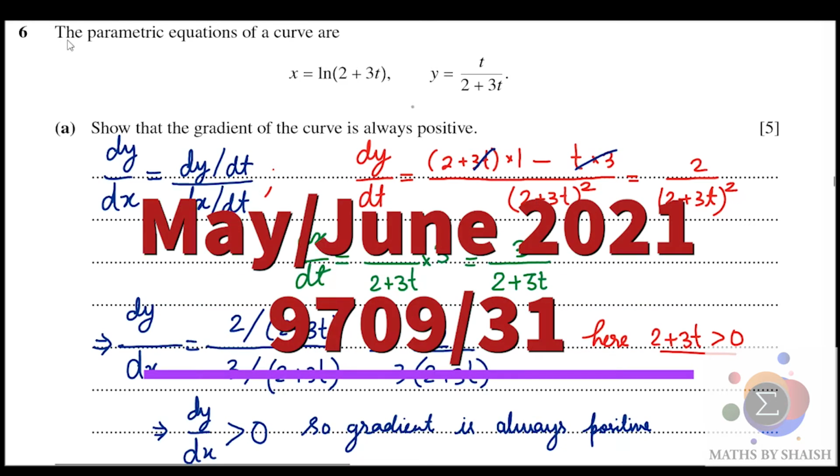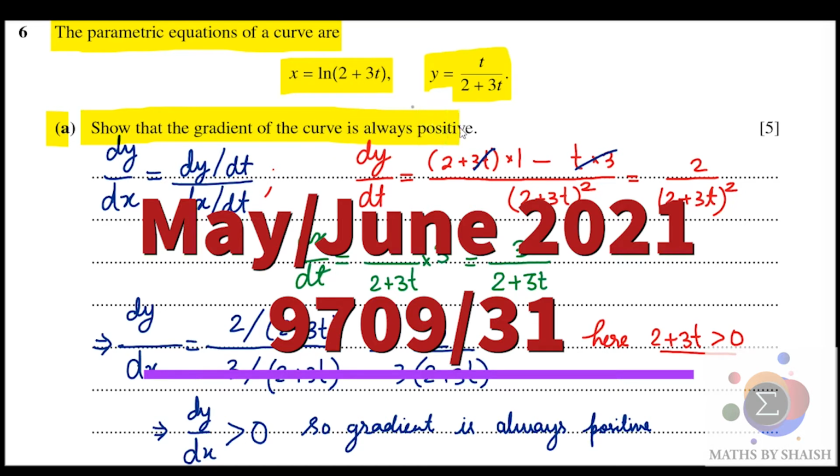Here is question number 6. The parametric equations of a curve are x equals ln(2 plus 3t) and y equals t over (2 plus 3t). Part a is to show that the gradient of the curve is always positive. Gradient of the curve means dy over dx.